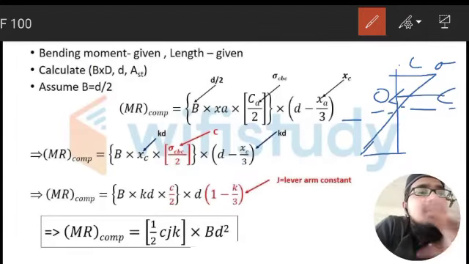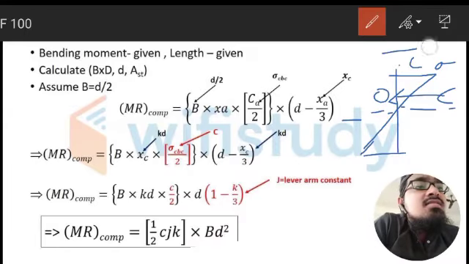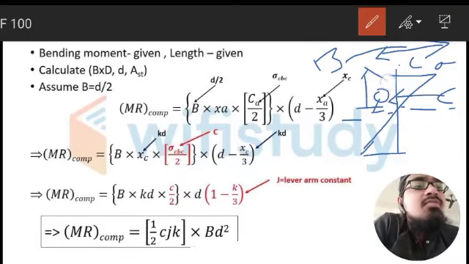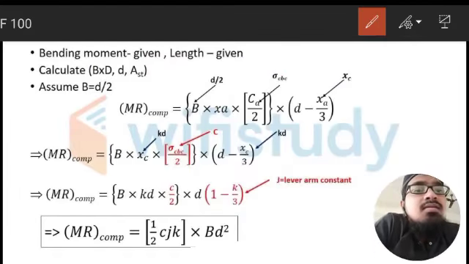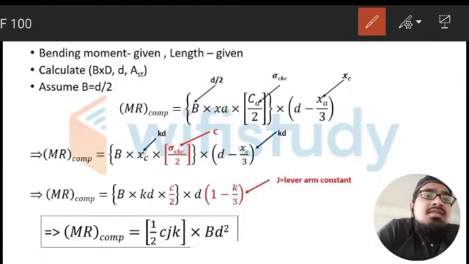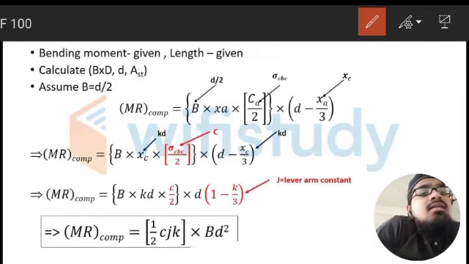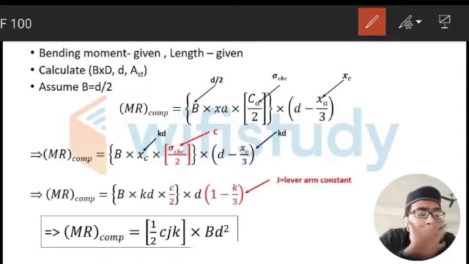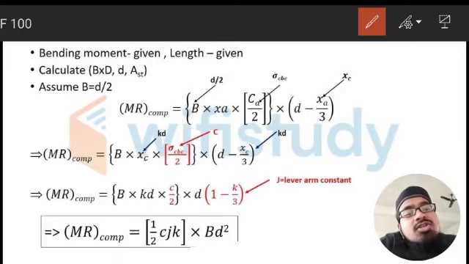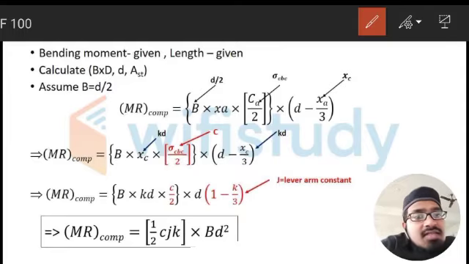And similarly for the average area, above the neutral axis this width is B, and this height is XA only. So that's why average area into average permissible stresses are taken here, and into the lever arm, that is D minus XA by 3. Now coming to some of the assumed terms, B is equal to D by 2 already assumed. Sigma CA in the balanced section will be equal to sigma CBC. Similarly XA will be equal to XC, we have seen in the previous slide.